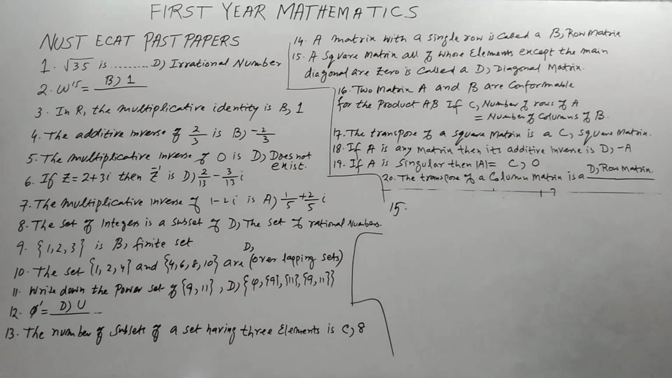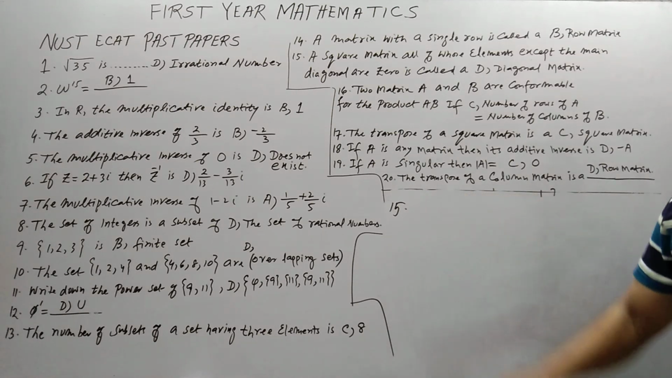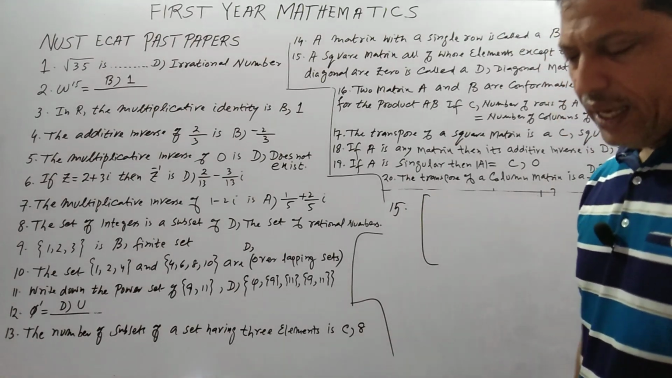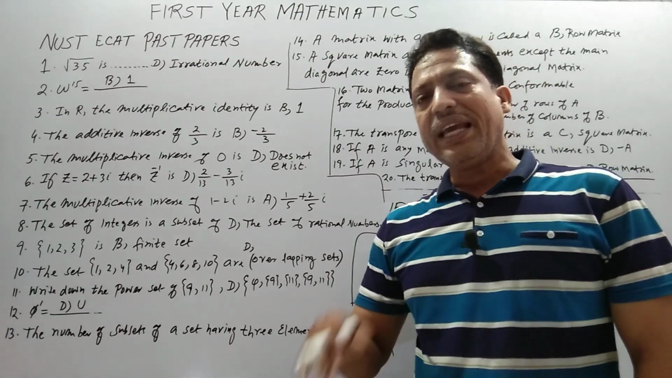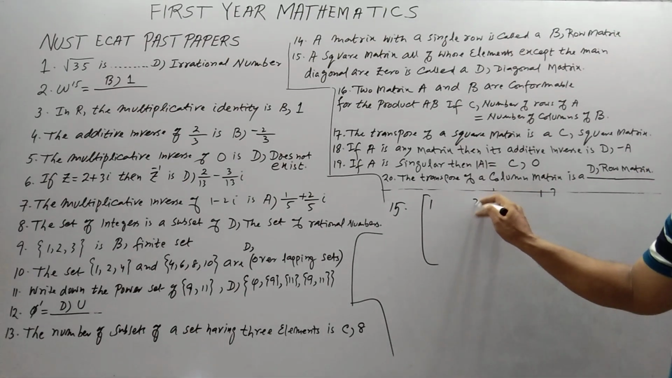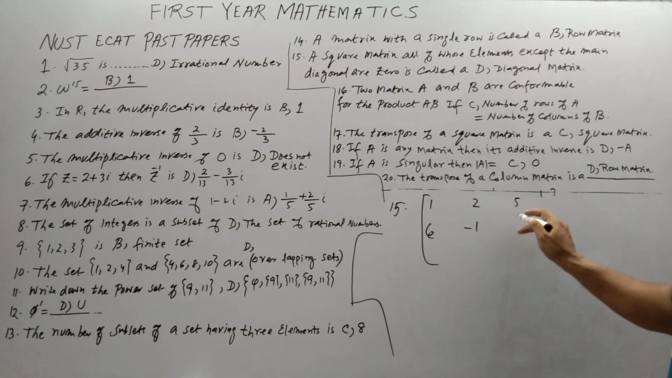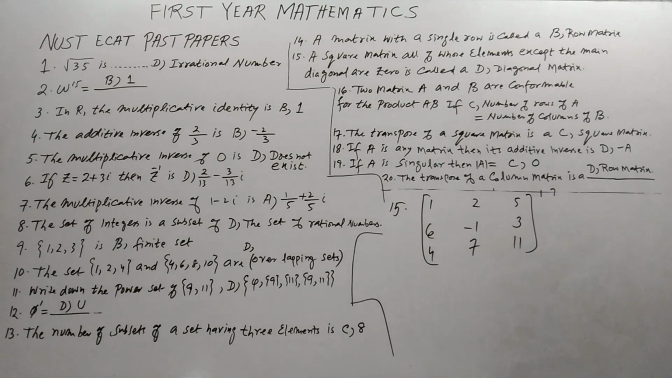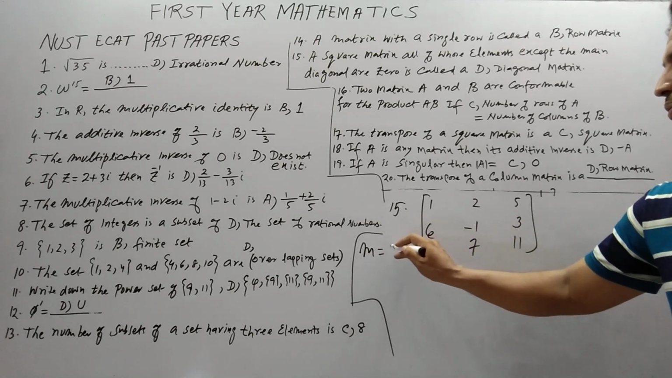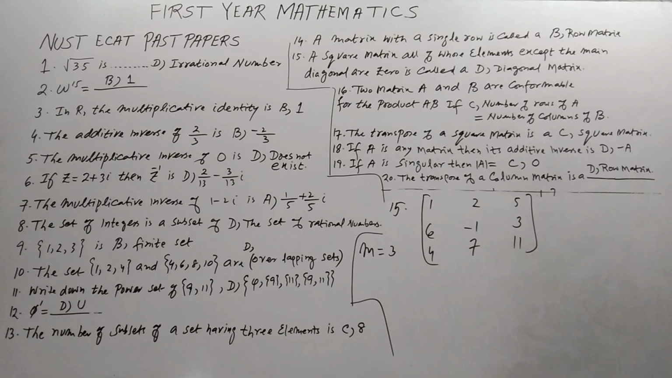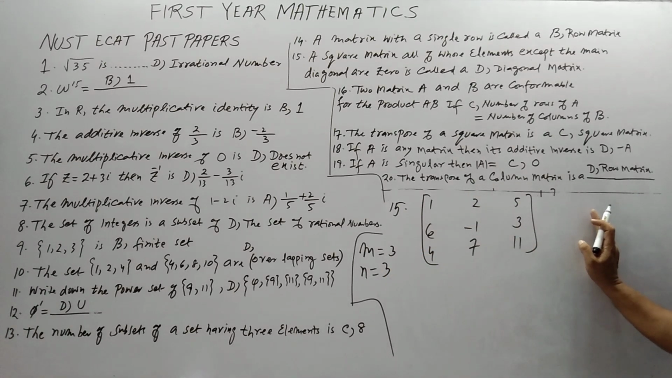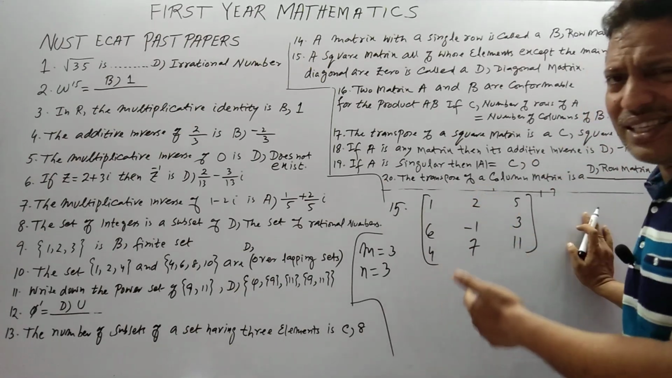15. A square matrix, all of whose elements except the main diagonal are 0, is called a dash. Students, first of all you must know the meaning of a square matrix. A square matrix is a matrix which has an equal number of rows and columns. For example, 1, 2, 5, 6, minus 1, 3, 4, 7, 11. How many rows? 1, 2, 3. Number of rows is represented by small m. How many columns? 1, 2, 3. Columns are represented by small n, 3. So this is a square matrix. A square matrix is a matrix in which the number of rows and columns are the same.